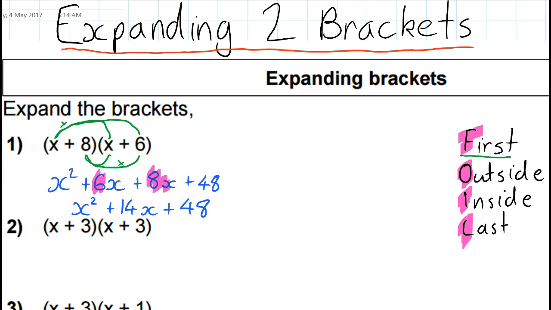And that's expanding two sets of brackets. Well, hopefully you understood that.